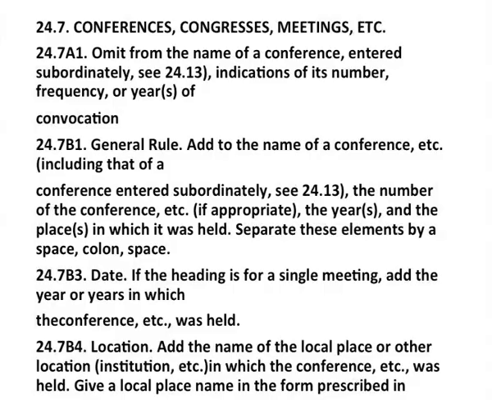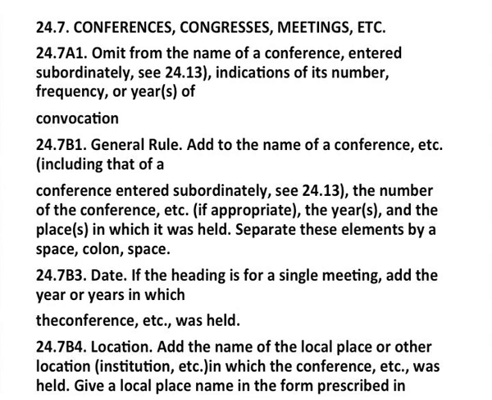Now, we will come to an important corporate body, the conferences, congresses and meetings, which is there in rule 24.7. It says that if it is an ongoing conference, you have to omit from the name of the conference the indication of number, meaning which number of conference it is, whether it is the annual 10th conference or annual 12th conference, and the frequency and the year of convocation. This is omitted only when it is an ongoing conference.